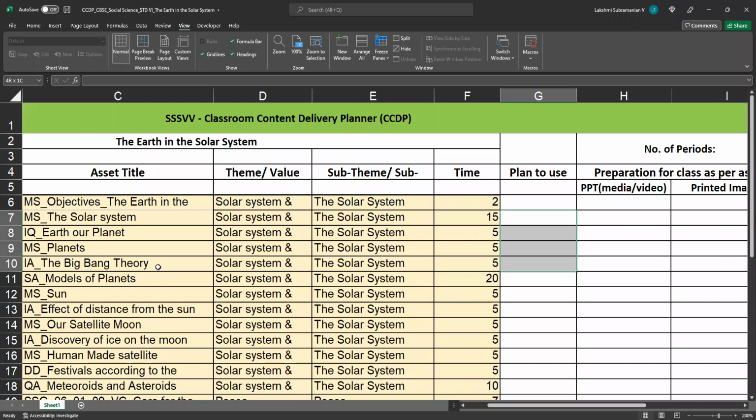If you have to bring something to the classroom, then you may also have to mention the period, right? Which period you are going to use. Otherwise, it's not necessary. But at least you should know the date on which you are going to use these assets.